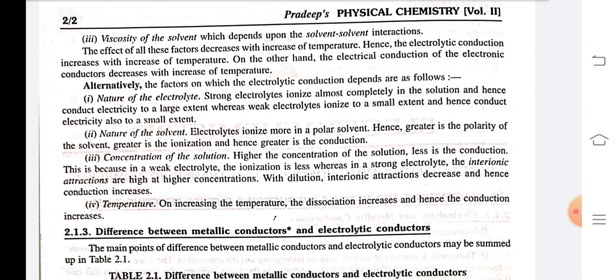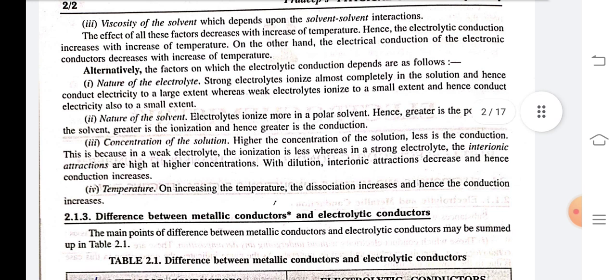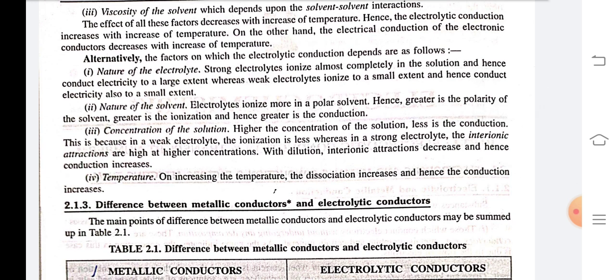Number 1, nature of the electrolytes. Strong electrolytes ionize almost completely in the solution and hence conduct electricity to a large extent, whereas weak electrolytes ionize to a small extent and hence conduct electricity also to a small extent. Number 2, nature of solvent. Electrolytes ionize more in a polar solvent, hence greater is the polarity of the solvent, greater is the ionization, and hence greater is the conduction.